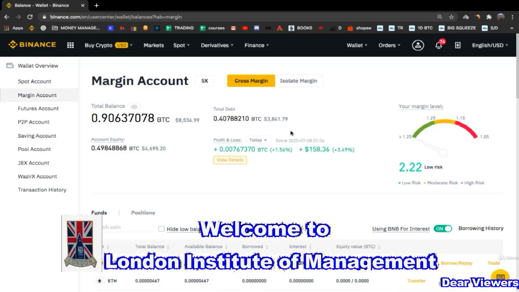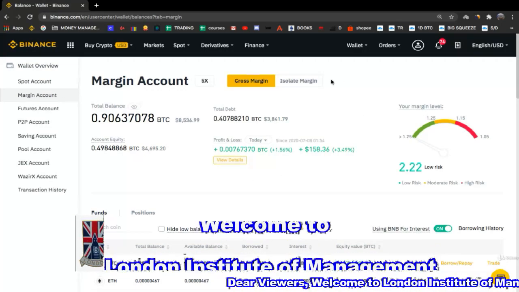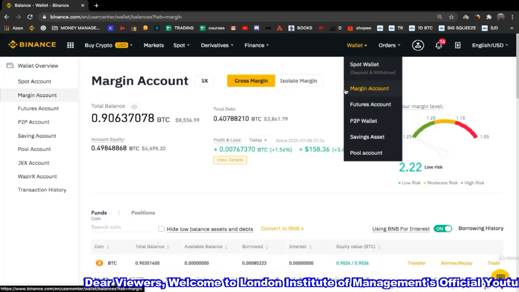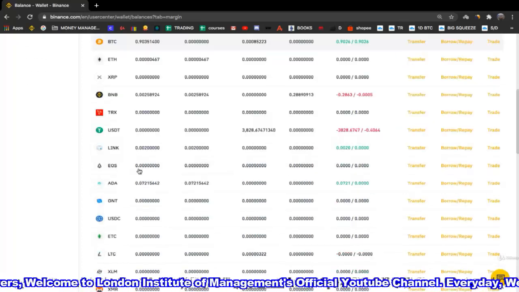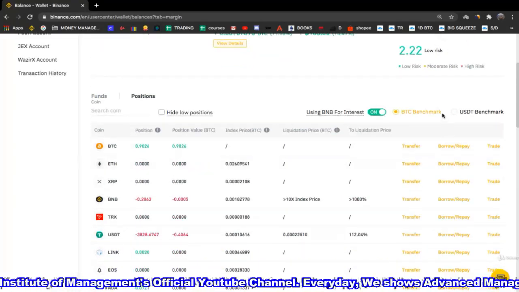Okay guys, in this video I will talk about liquidations, right? Where to see your liquidation price. So you will come here to your wallet, you will click to margin account and you will see this page right here. Then here are the funds basically, but you have to click positions, right? You have to click positions.